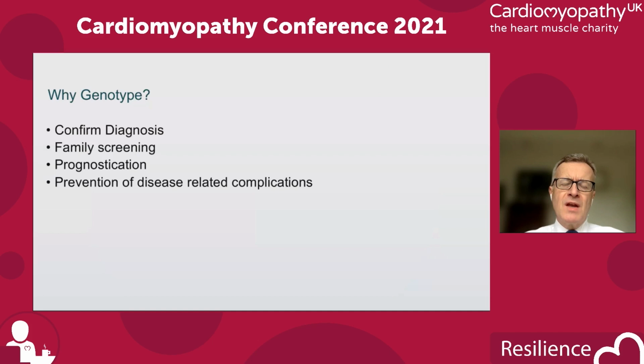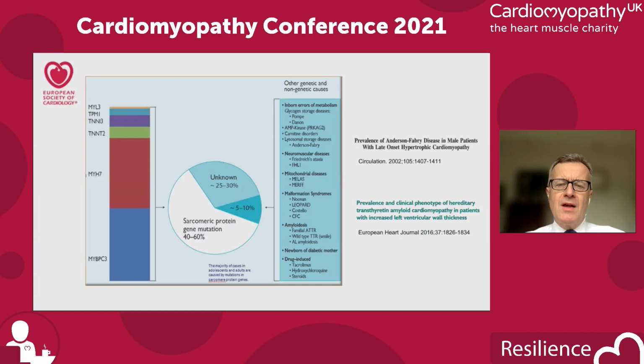But fundamentally, when we're thinking about genetics in all cardiomyopathies, as when you do any test, the question is, why are you doing it? I think we do it to confirm the diagnosis, to help in family screening, and we would like to use it to determine prognosis and prevent complications. I think there's no doubt now that genetics is having a big impact on giving us greater precision in the diagnosis of heart muscle conditions.